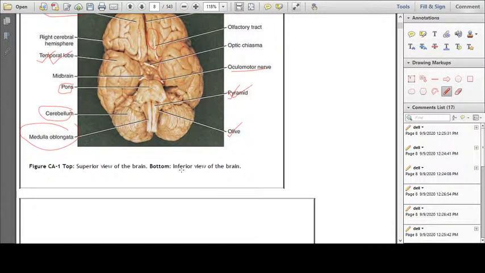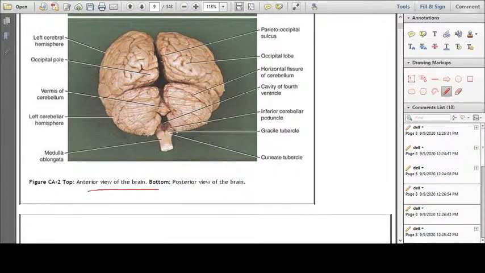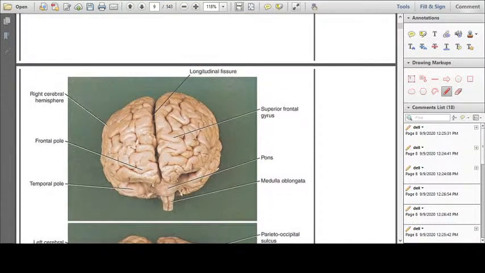So this was all about the inferior view of the brain. Now let's come to the anterior view of the brain. From the anterior we can obviously identify the frontal pole, and just above the frontal pole there is the frontal lobe. This one is the frontal lobe.